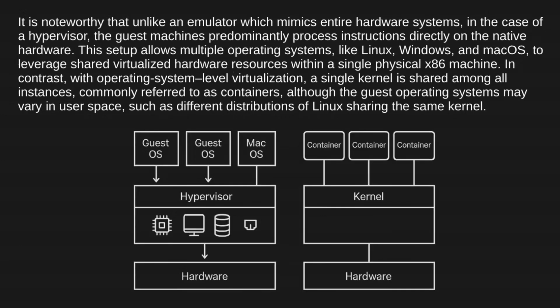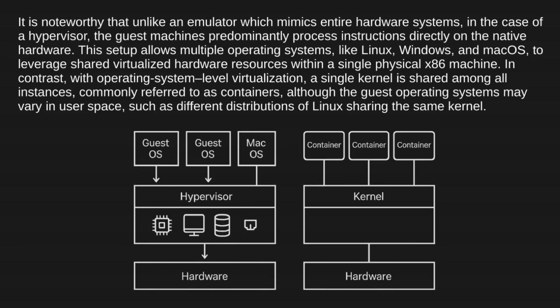It is noteworthy that unlike an emulator which mimics entire hardware systems, in the case of a hypervisor, the guest machines predominantly process instructions directly on the native hardware. This setup allows multiple operating systems, like Linux, Windows, and Mac OS, to leverage shared virtualized hardware resources within a single physical x86 machine. In contrast, with operating system-level virtualization, a single kernel is shared among all instances, commonly referred to as containers, although the guest operating systems may vary in user space, such as different distributions of Linux sharing the same kernel.